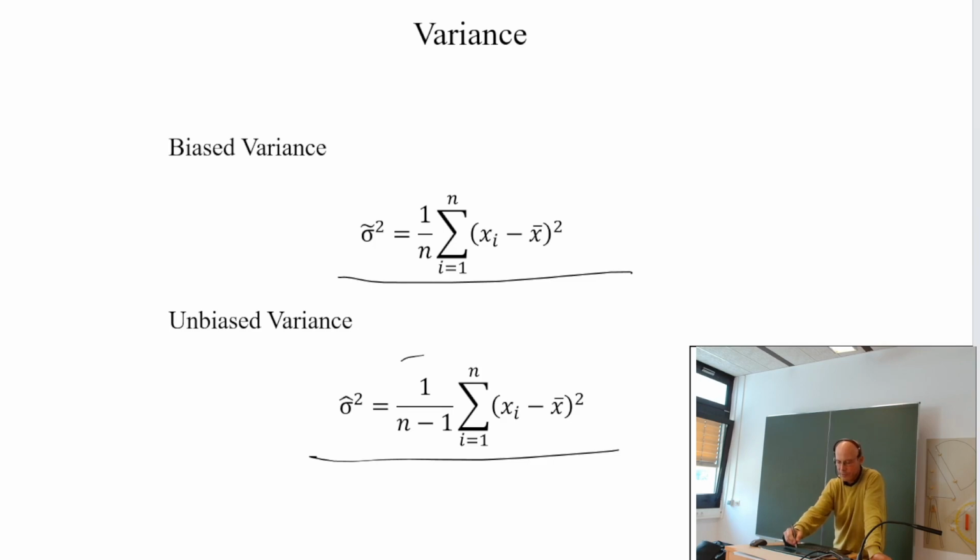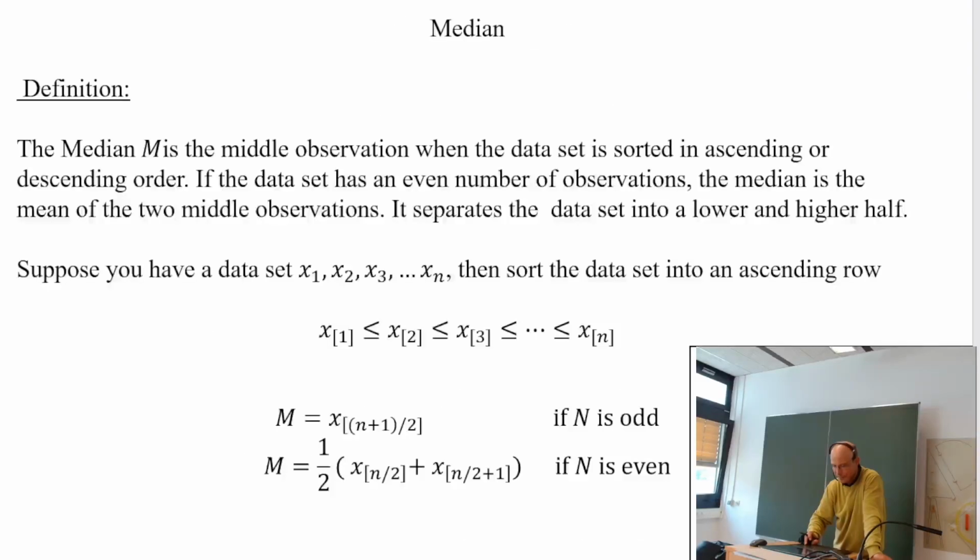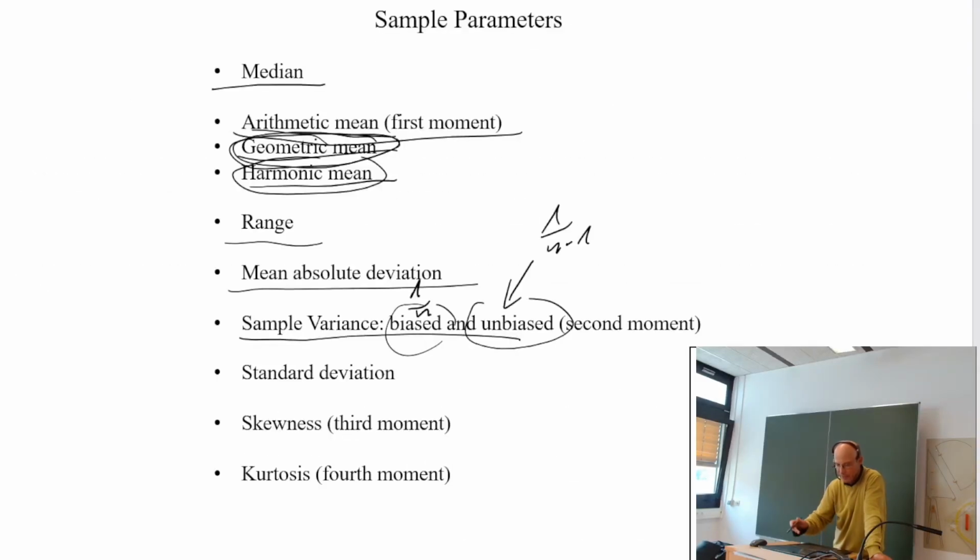I don't know, have you talked about why we choose this in general for the variance or not? Well, maybe we do this in an exercise. Okay, then taking the square root of the variance, this we call the standard deviation.